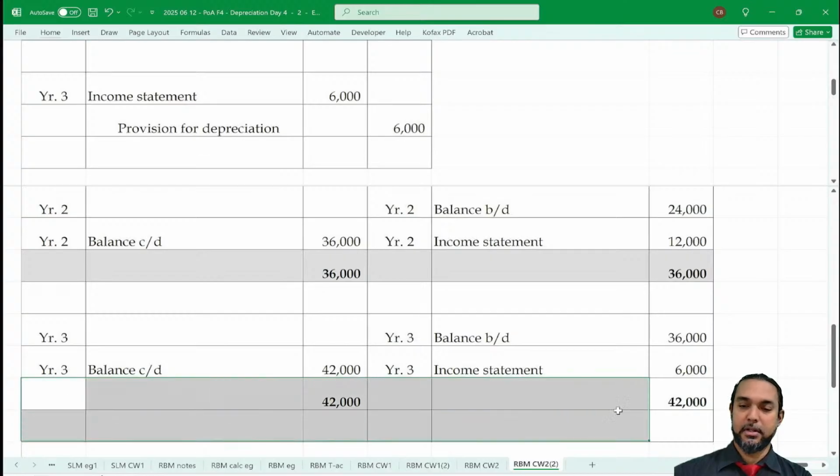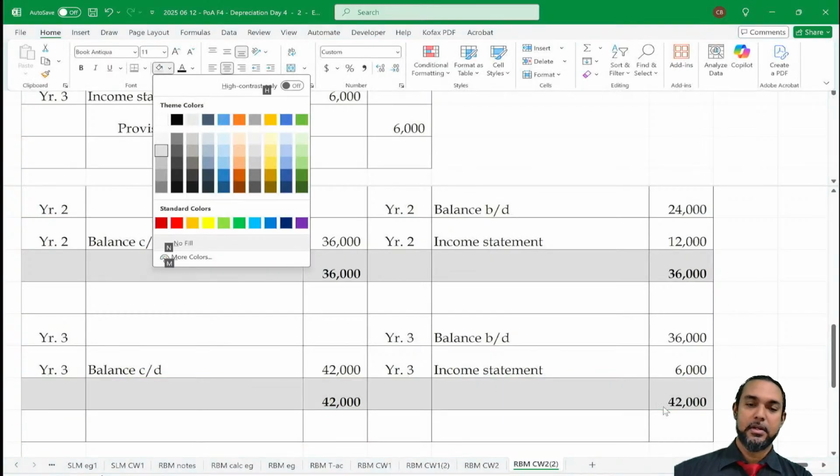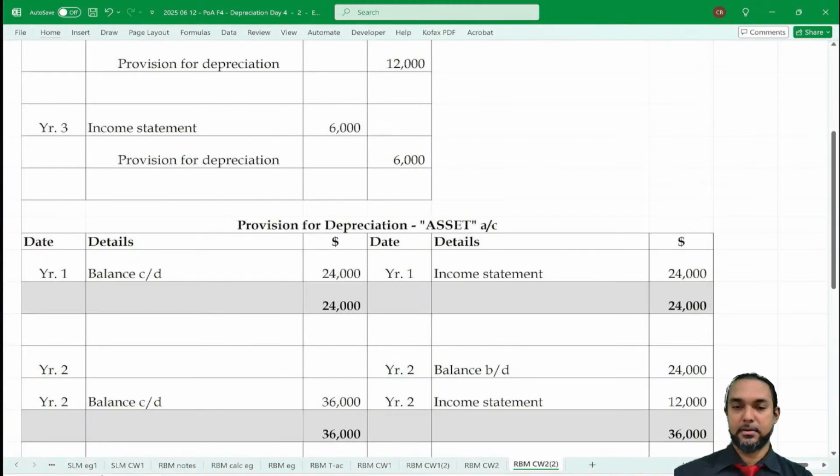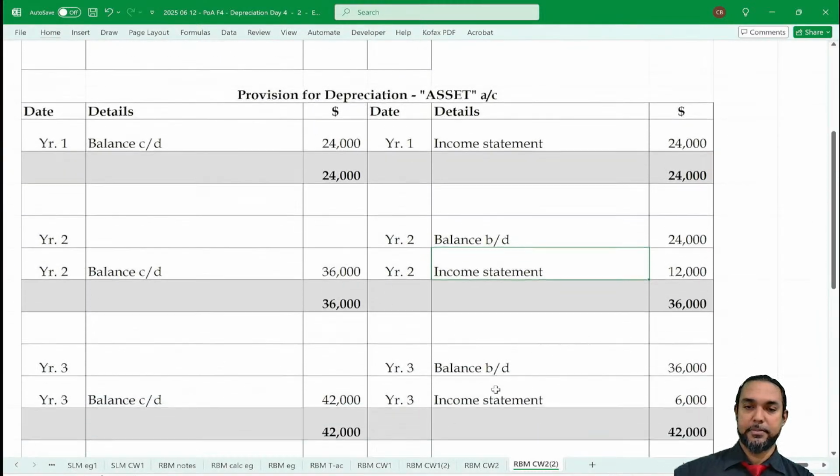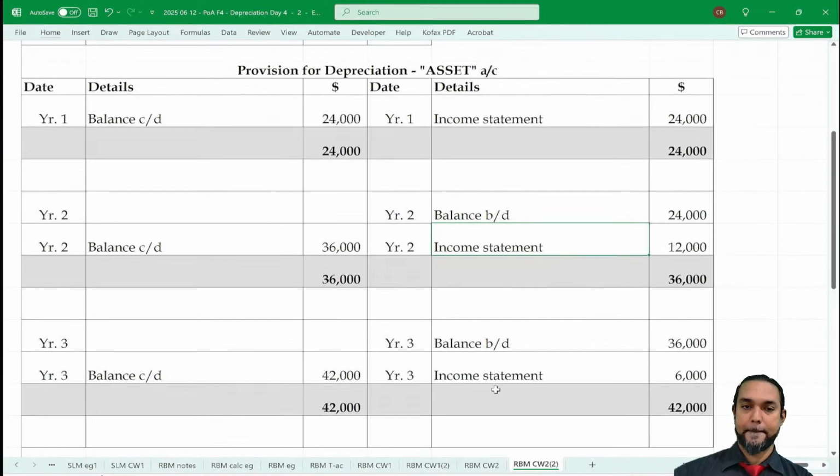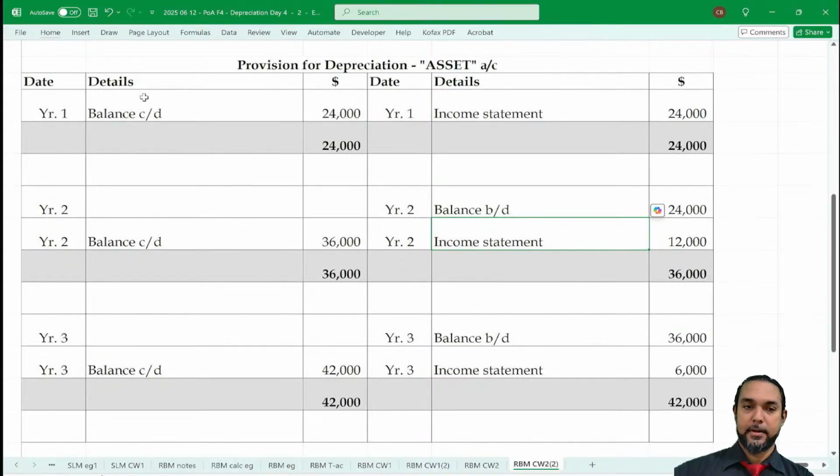Again, I'll put a little highlight because I can't double line it. I'll just pull it up now so you can see the whole thing. Remember, the highlighted parts are like the totals, and we're closing off the year at that point, and then coming on to a new year below that.